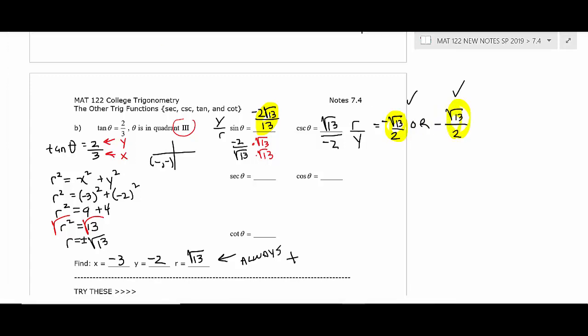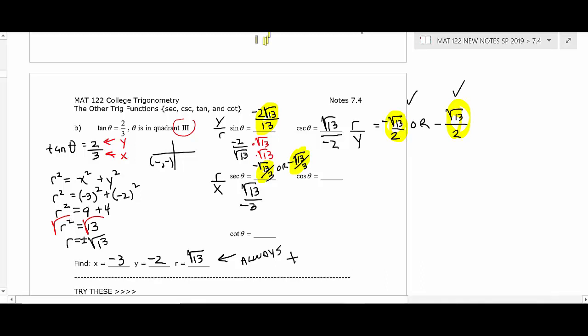Now the secant, its definition is r over x. So we have r as the square root of 13, and x is negative 3. So again, the same thing. I prefer that you write that as negative root 13 over 3, or put the negative directly in front of the fraction bar. And that's already rationalized, so you don't need to worry about that.